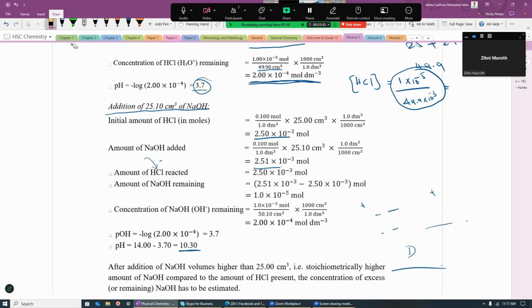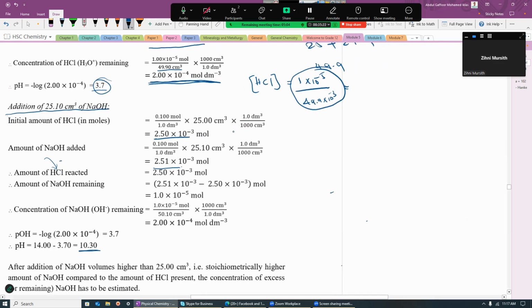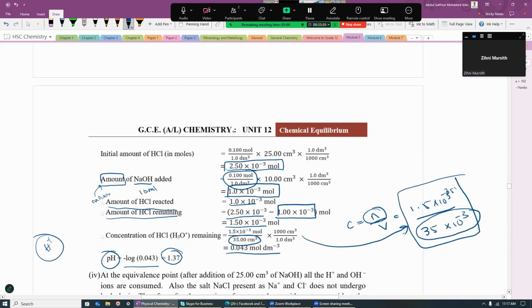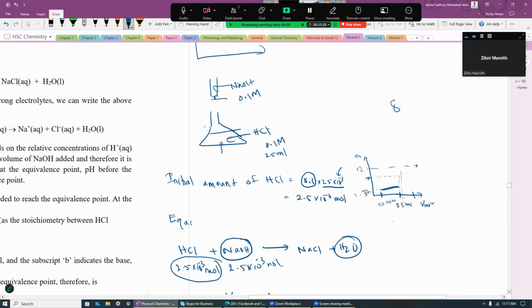Right. So now pOH is equal to 10.3. 10.3 means it should be a huge difference. Do you understand that? Huge difference. Here there is a huge difference. Now it is 10 point something, right? So this is going to be a steep increase, right?